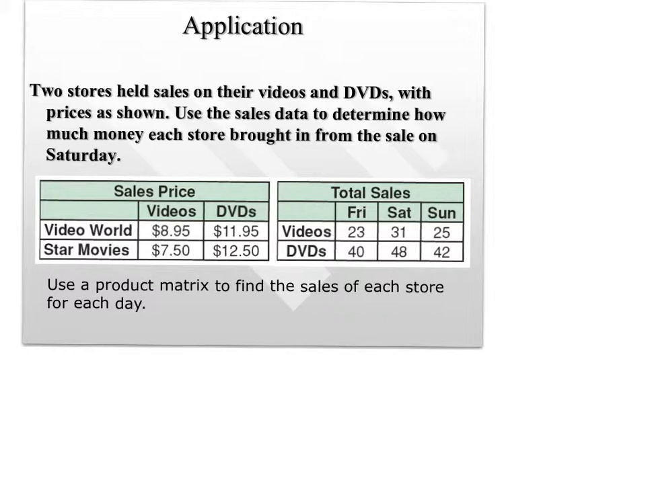So we'll notice that the way this table is set up, it's an array, it's a matrix. And so we have Video World right here and Star Movies. And now in this next one, we have the total sales. So the idea here is we need to create a resulting matrix that would be the sales for each day for their respective products, whether it's a video or a DVD. And by taking these two tables and multiplying them together, we can get our sales information.